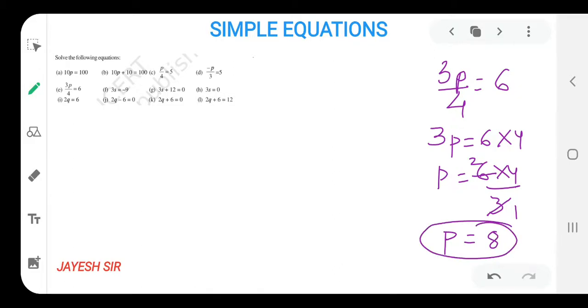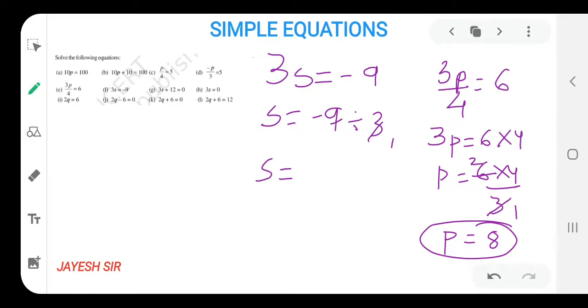So the value for the variable we are obtaining over here is 8. I hope you all might be getting it. So let us begin with the next sum, that is 3s equals minus 9. Here s is in multiplication. After going that side, it will become division. So 3 ones are 3, 3s are... so the answer would be minus 3. I hope you all might be getting it. That was the easier type of sum.